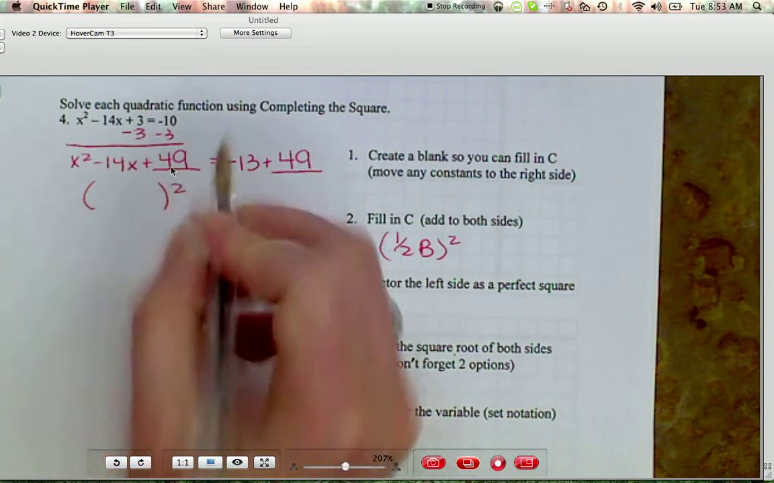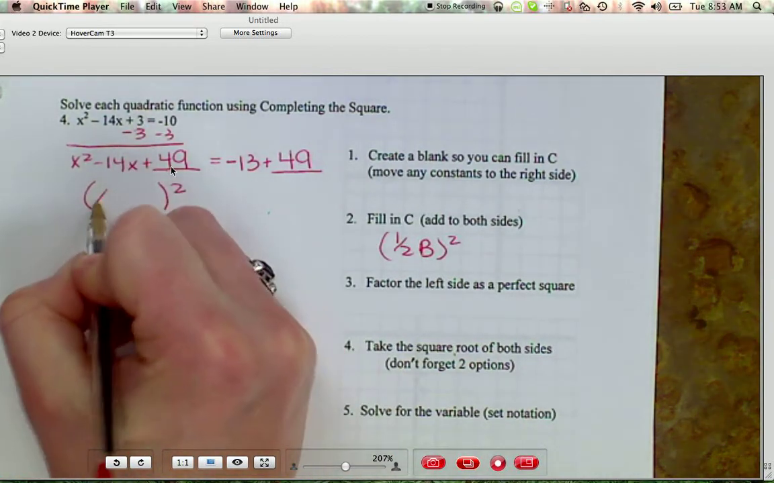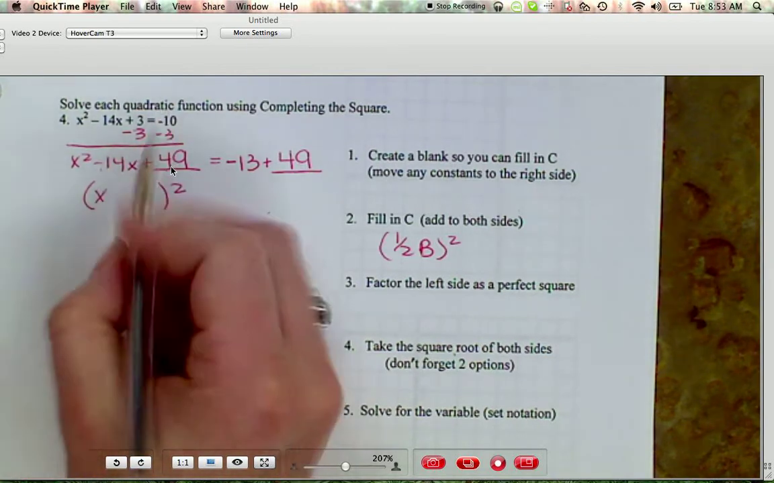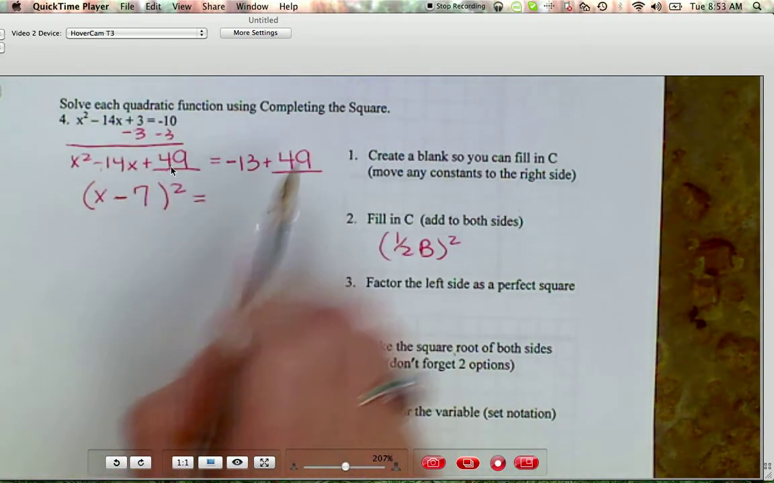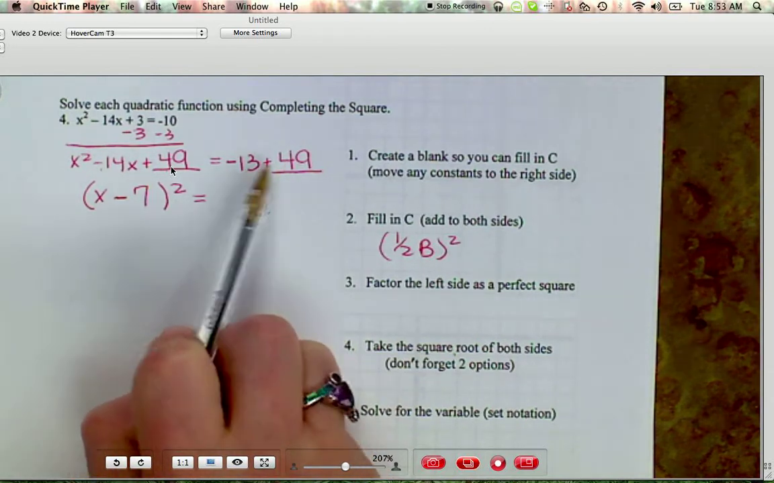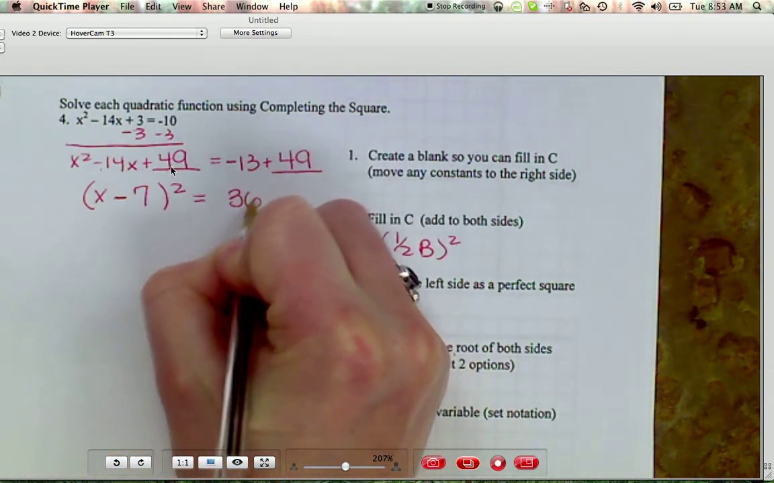This becomes a perfect square. The square root of x squared is x. The square root of 49 is 7. Bring down the sign in the middle. But we do still have to complete this side in order to finish the rest of the problem. Negative 13 plus 49 is 36.